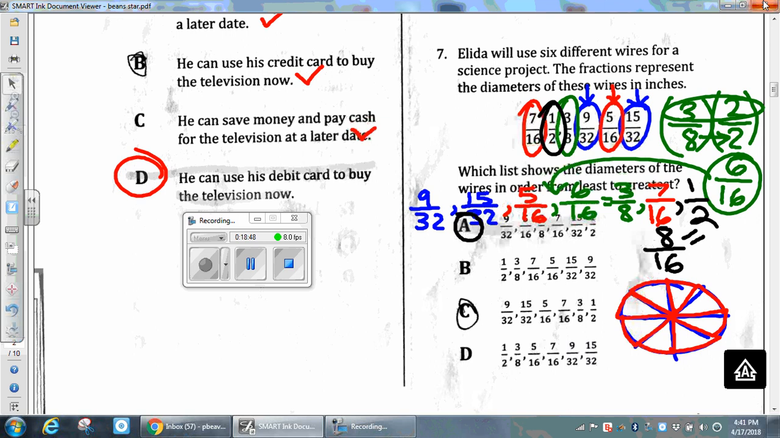I guess the tricky part was to figure out that 3 over 8, which is what we did here, was equivalent to 6 over 16, and to place it in here, right in between the 7 over 16 and the 5 over 16. Remember how we put it right in the middle. So let's go to the next question.